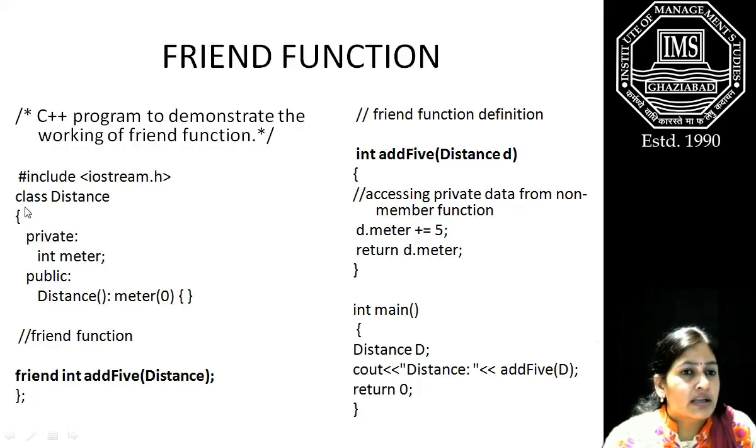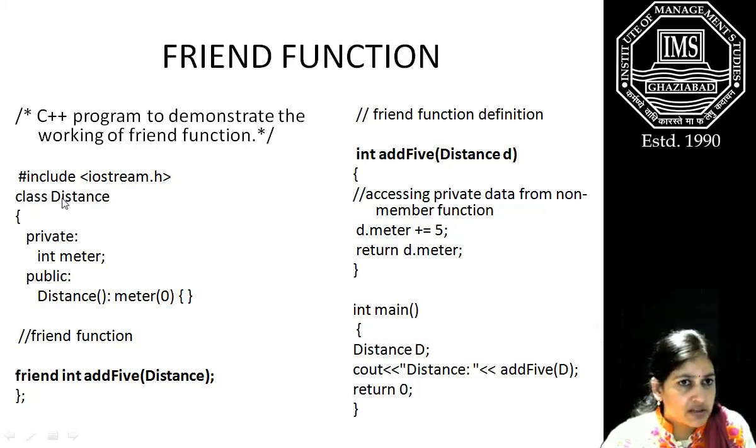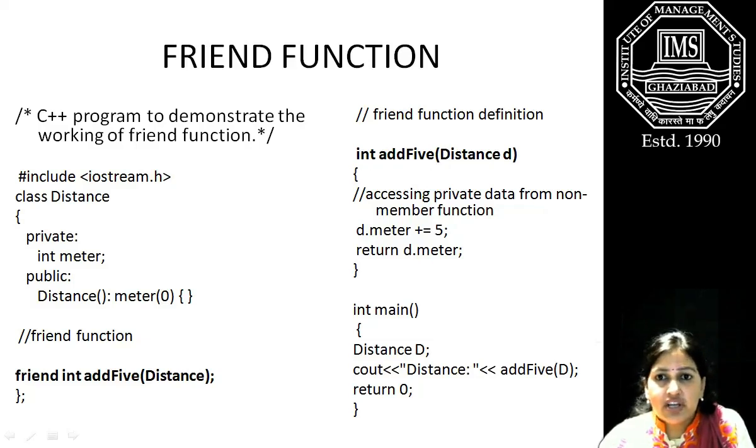This is an example. In this example, we have a class Distance, which contains a private member meter and a public section. In public, we have defined a constructor Distance, which initializes the objects of the class to 0 value. Then we define a friend function add5, which has a return type int and receives a Distance, meaning class type object. Now in the definition here, our class is closed.